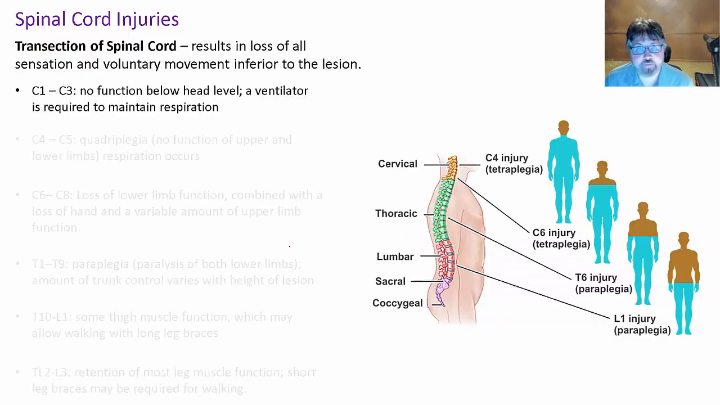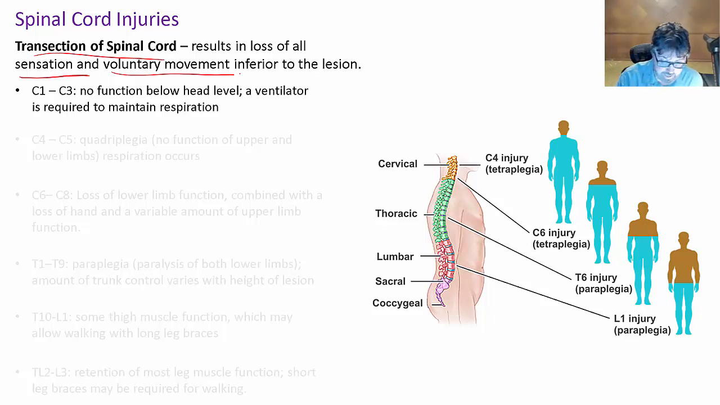Then we also want to know, last but definitely not least, where an injury can occur along the spinal cord. So we're talking here about a complete transection of the spinal cord, not a hemisection, not just some compression, but a complete transection. The idea here is that because the spinal cord is the main communication between your entire body and the brain, anything below that lesion will be affected. It will be pretty much lost. So any type of transection will result in all loss of the sensation and voluntary movement from inferior to that lesion. Notice as we begin, we're going to start with the C1 to C3 cervical nerves.